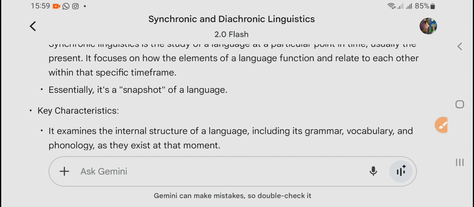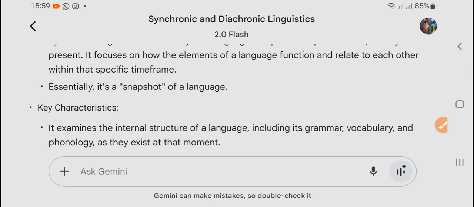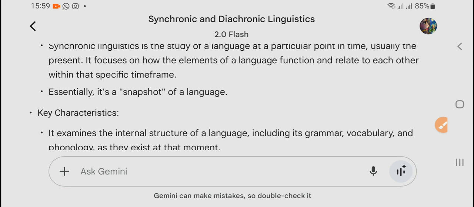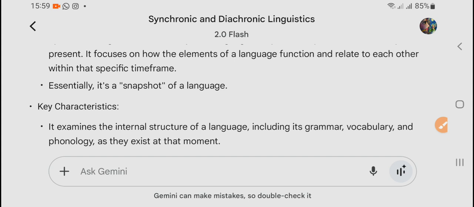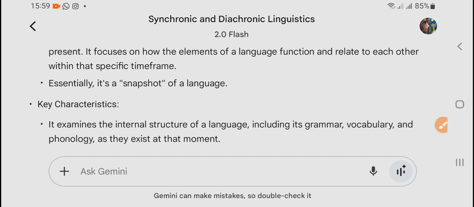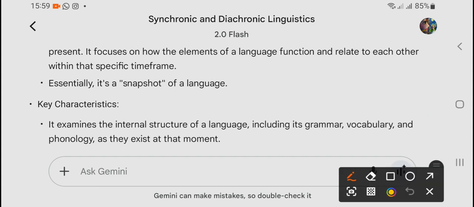Reading again: synchronic linguistics is the study of language at a particular point in time, usually the present. It focuses on how the elements of language function and relate to each other. This is a very important point. The elements of language, as I told you, phonology, morphology and so on, function and relate to each other within the specific time frame.